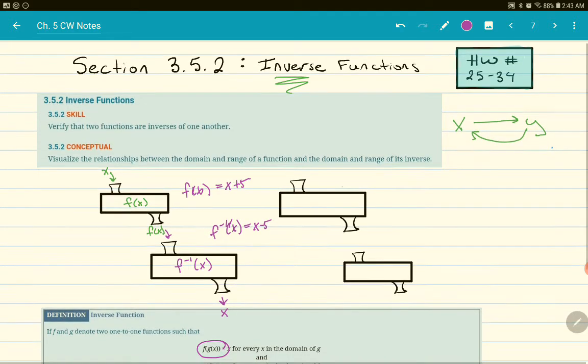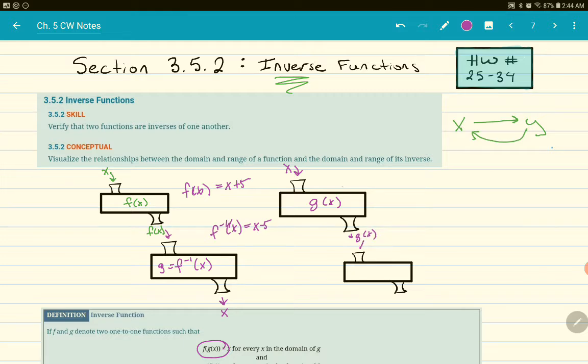To make sure that it's an inverse, I have to be able to switch the order of those machines, because if one function is an inverse of another, then they're inverses of each other. So I'm going to rename this f inverse as just another function called g. Keeps it a little cleaner. So now I'm going to put the g function first. So if I put x into my g machine, then out comes g of x.